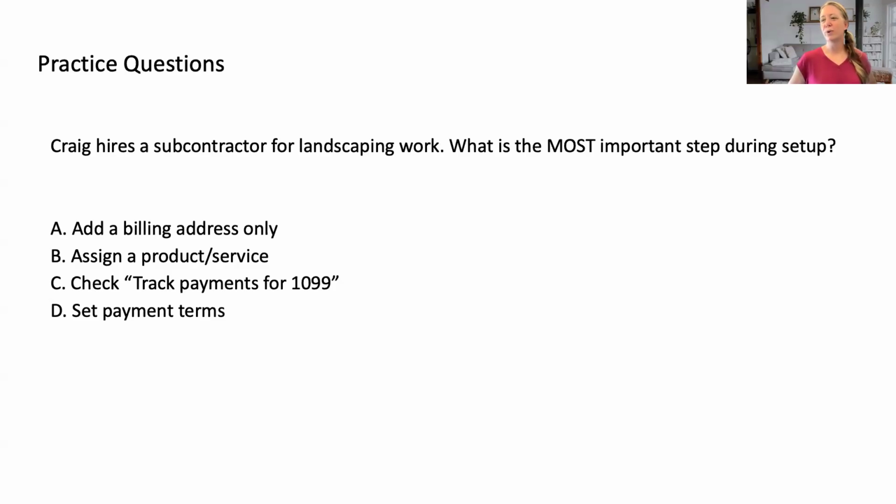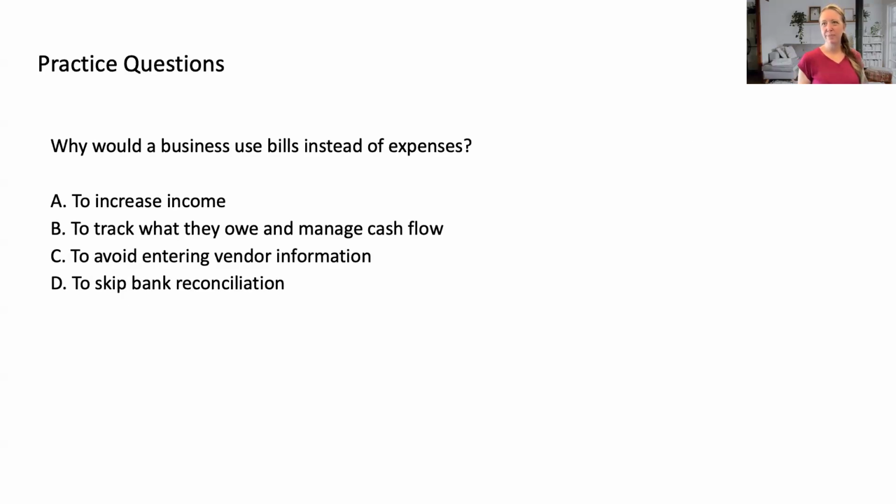Craig hires a subcontractor for landscaping work. What is the most important step during setup? A, add a billing address only. B, assign a product or service. Or C, check tracked payments for 1099. Or D, set the payment terms. Obviously, you want to make sure that you are doing the majority of these, but definitely C is the most important because he is a subcontractor and we want to make sure that we're tracking those payments.